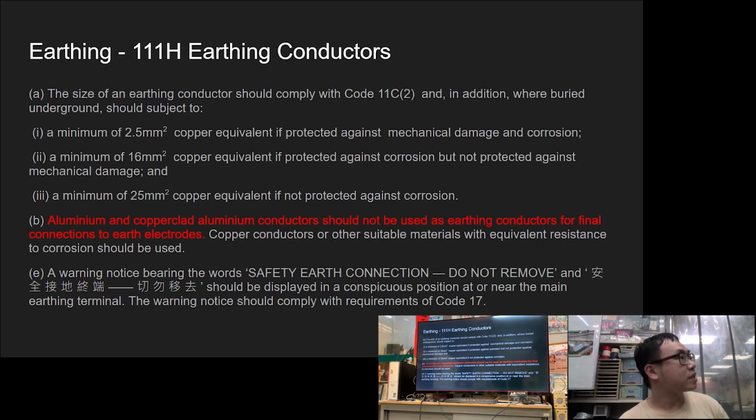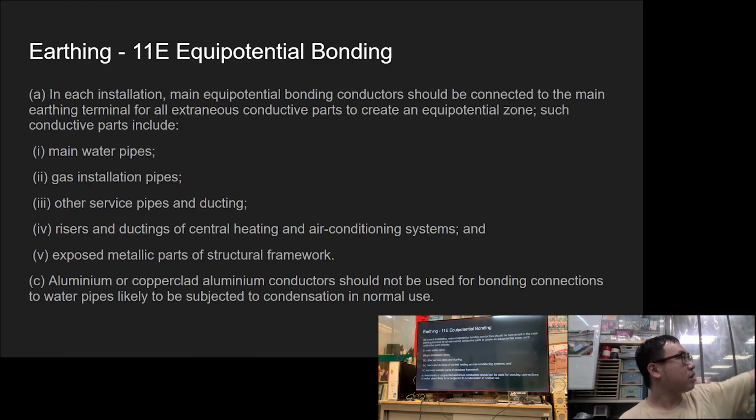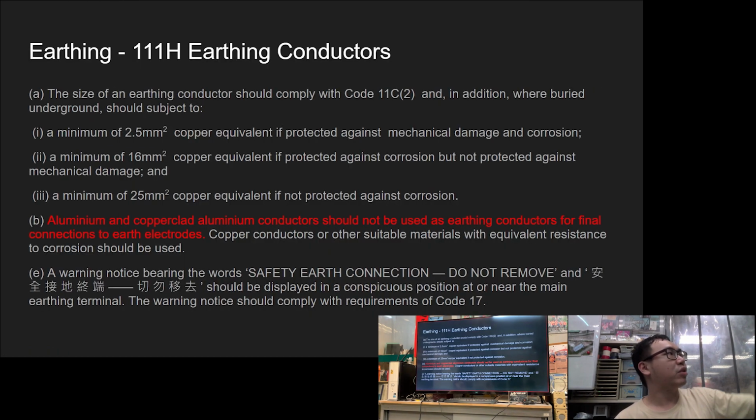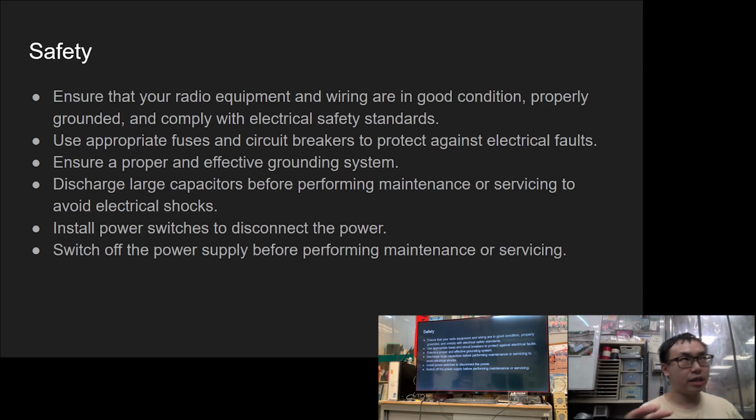Okay, so actually this equal potential bonding is at the point of 0 volts. If there is any fault, the electricity will first flow through the equal potential bondings, then flow through the main earthing terminal, and finally go to the earthing conductor. Okay, this is how the grounding works in Hong Kong. And how should it work?